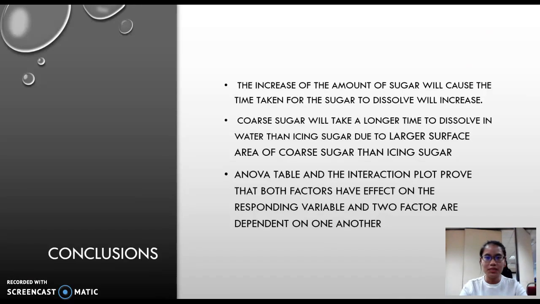As for the conclusion, the increase of the amount of sugar will cause the time taken for the sugar to dissolve to increase. Coarse sugar takes longer time than icing sugar because it has a smaller surface area. The ANOVA table and the interaction plot prove that both factors have an effect on the responding variable, and the two factors are dependent on one another. Sorry for the error.